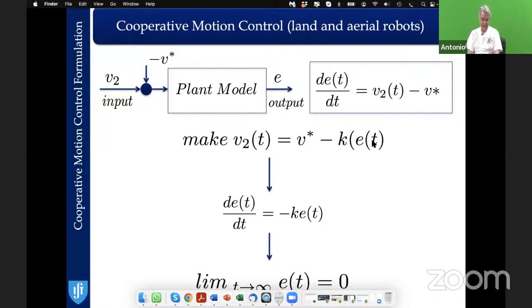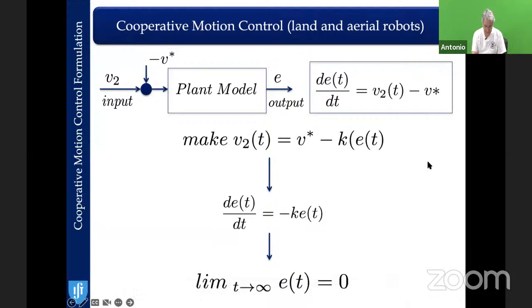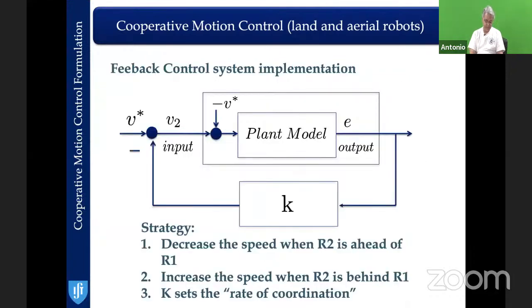Now, there's a problem here because the quadrotor will have to know what V star is. So if these two vehicles are truly cooperating and they are friendly to each other, they share the V star. But suppose you have something down there and you don't know the speed. Is it possible to achieve cooperation without knowing that speed? So that's an interesting question. Okay, first this is the implementation, right? So there you go. Decrease the speed when R2 is ahead of R1 and increase when it's behind. So we know this.